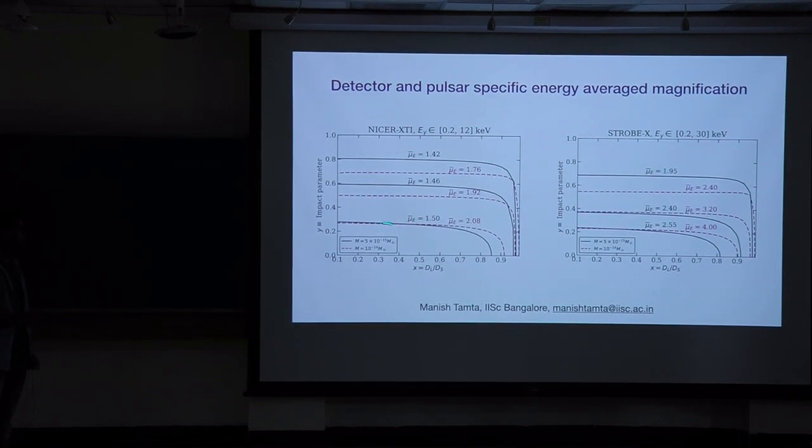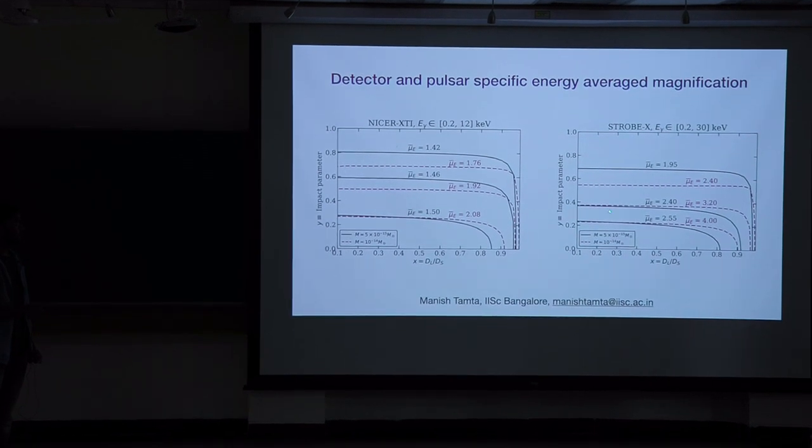You can see for the same impact parameter, this telescope is seeing a magnification of 1.5 and this telescope is seeing a magnification of 2.55. So different telescopes, same source, but you are getting different magnifications due to the effective area and the energies they work in. Yes.